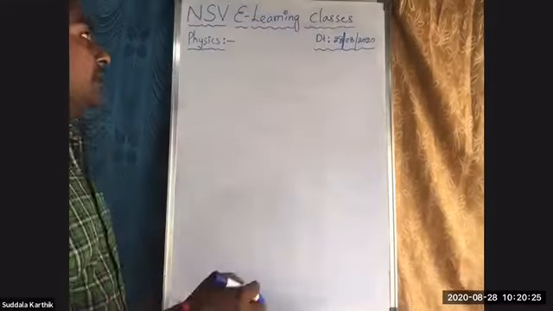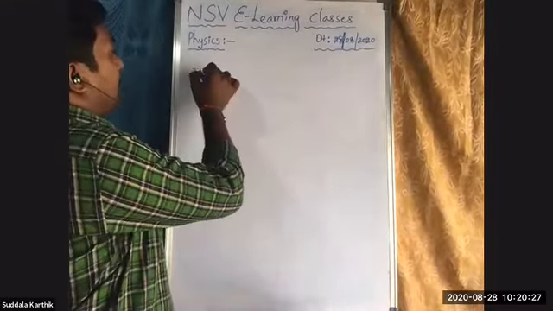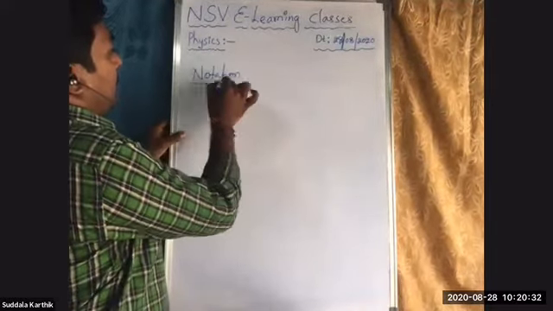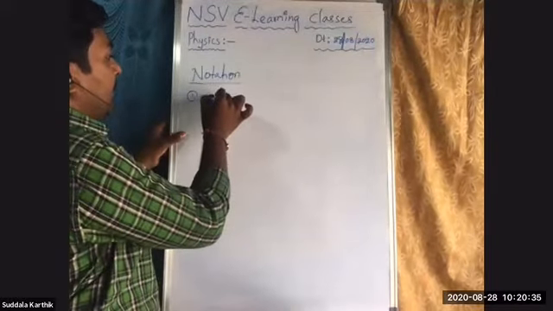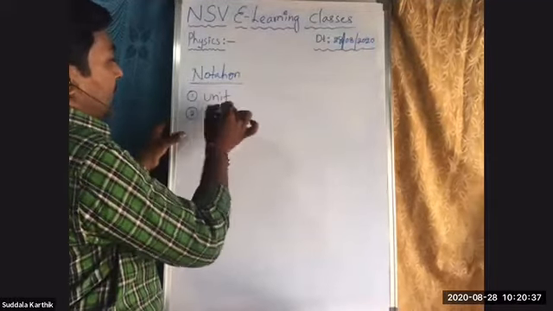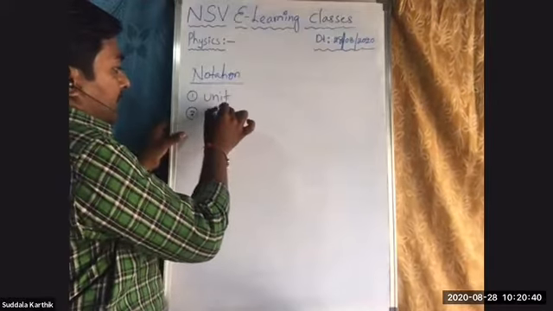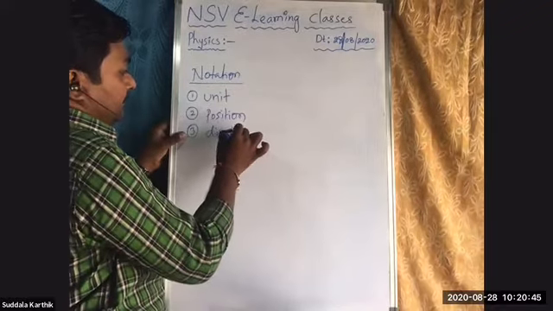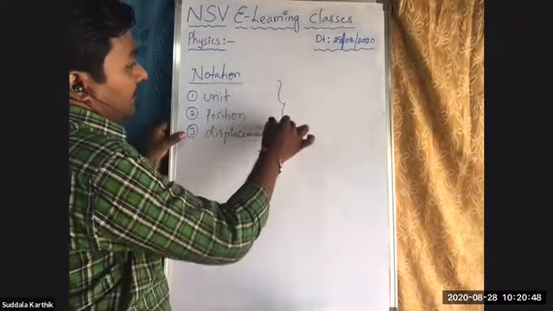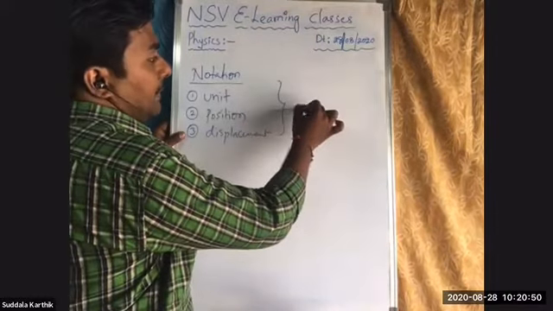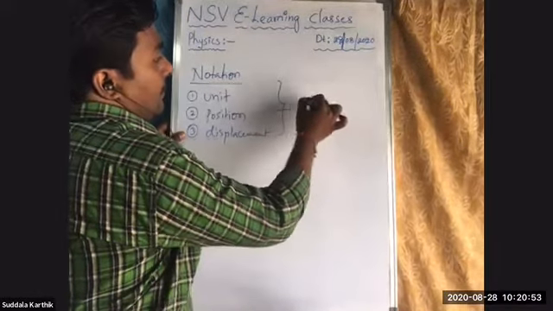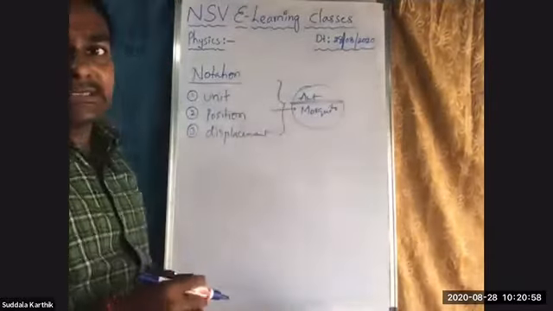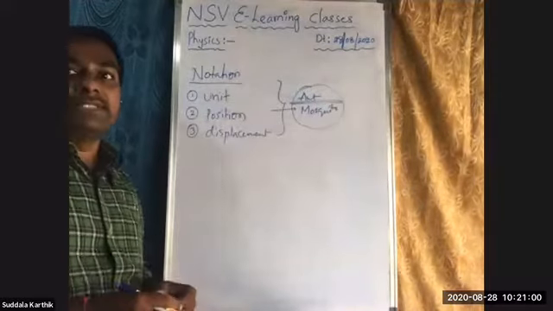Up to yesterday, we have discussed the notation of vectors and some definitions: what is a unit vector, position vector, displacement vector. We have taken one example also, that is simply a mosquito and an ant. We have discussed all those things using these live examples.